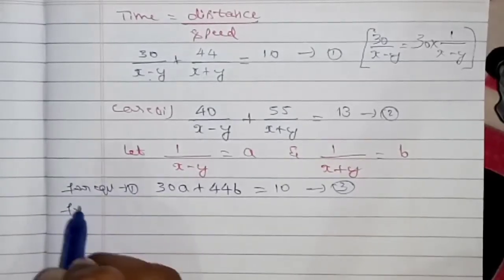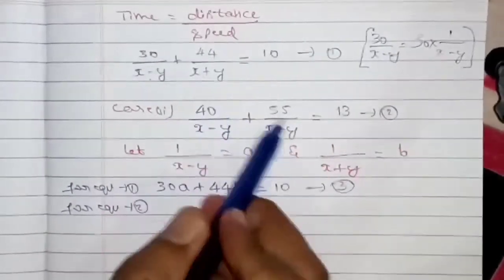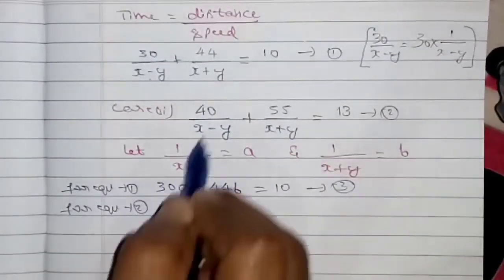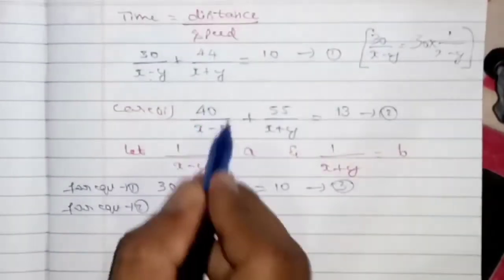Now equation 2 can be written in the form of 40 into x minus y, right? So nothing but it can be written like this.